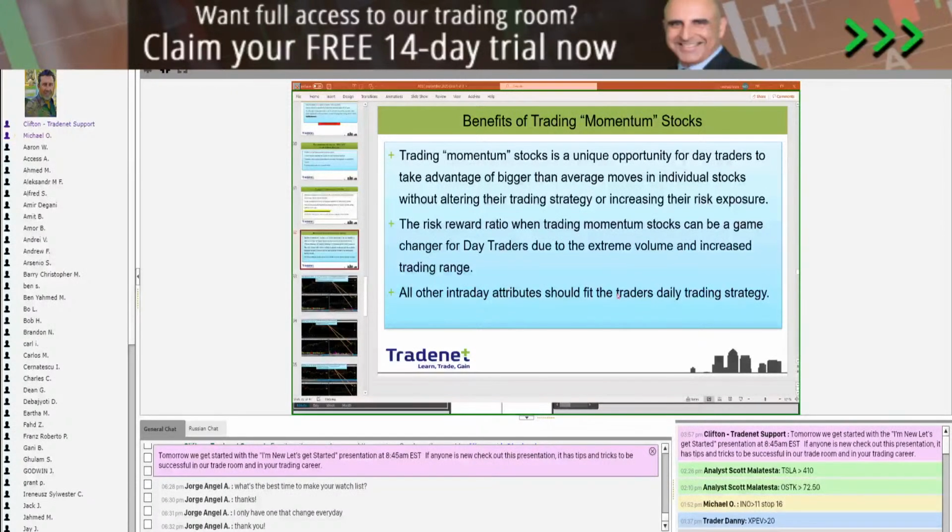All other intraday attributes should fit the trader's daily strategy. So if you have a strategy that's working for you, it should work under the momentum stock search strategy. So you search for momentum stocks, apply your normal everyday strategy now to momentum stocks. It should work better. Unless your strategy is to trade stocks that are not moving, which is also a strategy.